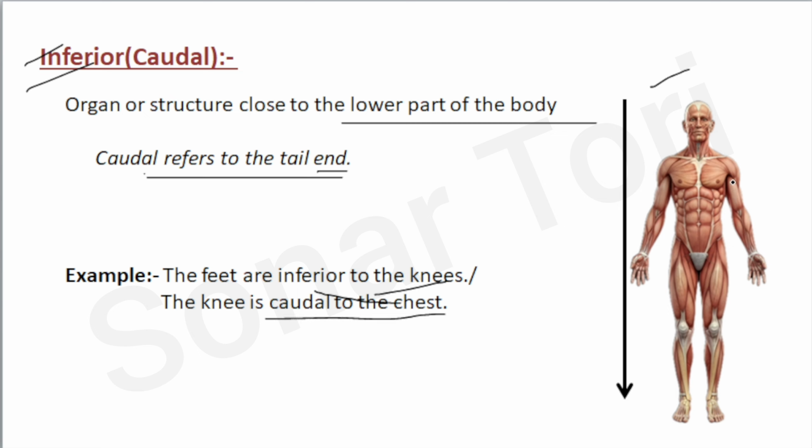See this figure, this is a knee and this is a foot. So the knee is present above the feet, or the feet are present below the knee. That's why we can say the feet are inferior to the knee. Likewise, the knee is present below the chest. That's why the knee is caudal to the chest.